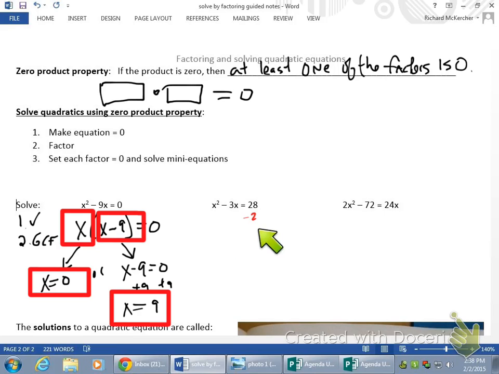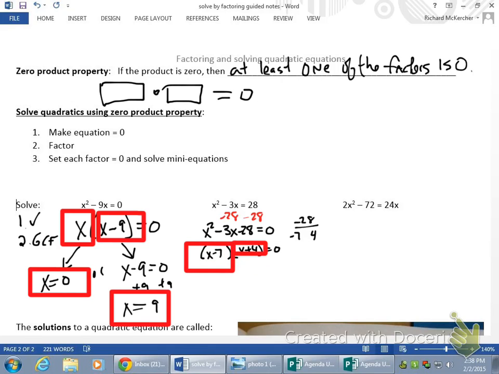Same process on this one. First things first, make it equal to 0, which I did. Then factor it. Which I did. Factored it from the front side. Now remember, one of these 2 factors must be equal to 0. And if I solve the 2 mini equations, it gives me the answer.